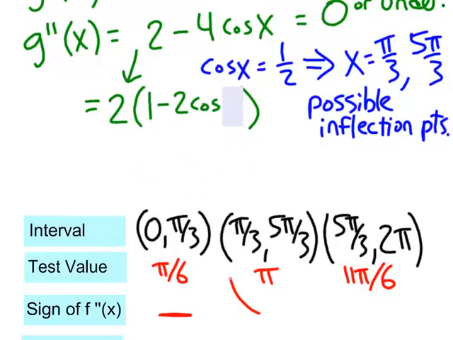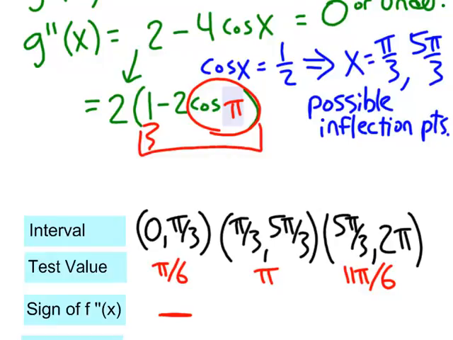Okay, next test value of pi. That's a nice easy one. Cosine of pi is going to be negative 1, right? So if I've got 1 minus 2 times negative 1, that's going to be plus 2. I've got 1 plus 2. That means that this is all 3. This is all positive times our positive 2. Okay?